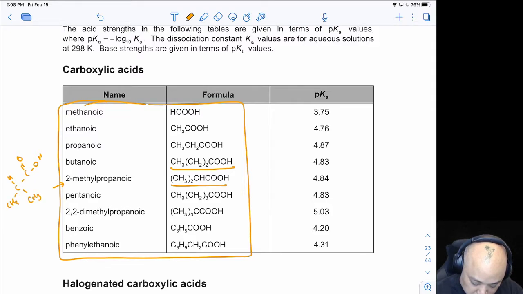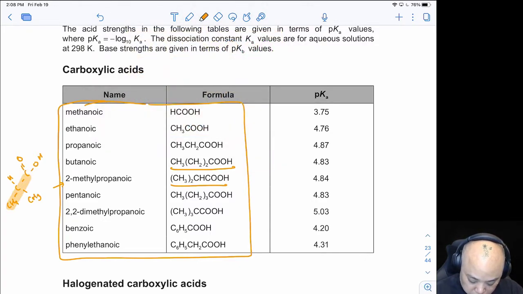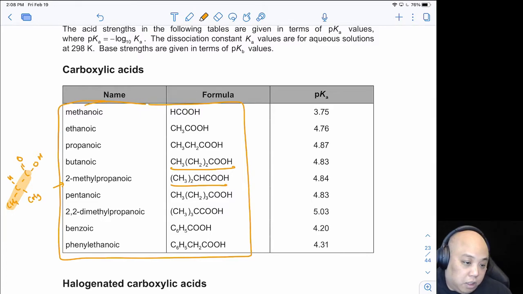Because your propanoic acid is this. Oops. Your propanoic acid is this, and your methyl group is branching off of that second carbon. So make sure that you're interpreting that correctly.